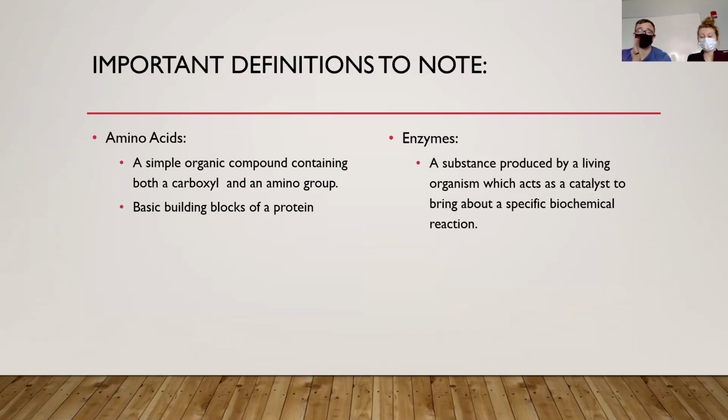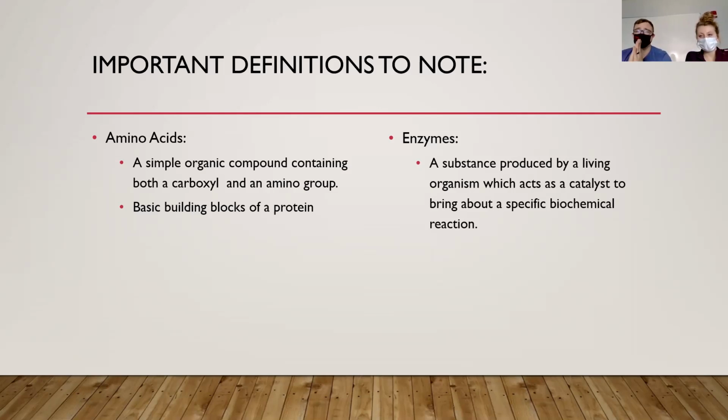Before we dive into the science of all this, we just want to note important definitions that you need to know for why these happen. One reaction uses amino acids. Technically, amino acids are described as a simple organic compound containing both a carboxyl and an amino group. Really, what you need to know about aminos is that they're the building blocks of protein. As long as something has protein in it, it's going to have amino acids in it as well. And that's going to be important for the Maillard reaction.